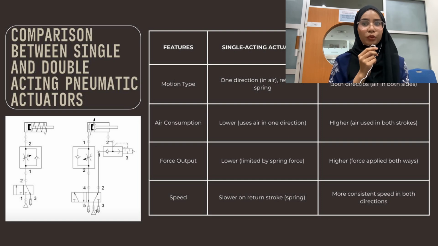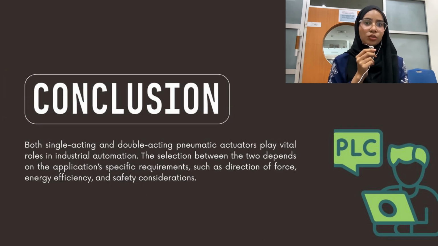In conclusion, both single-acting and double-acting pneumatic actuators play vital roles in industrial automation. The selection between the two depends on the application's specific requirements, such as direction of force, energy efficiency, and safety considerations.